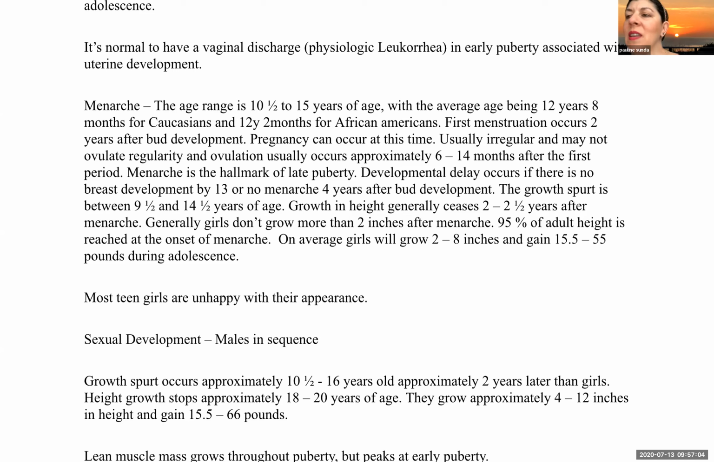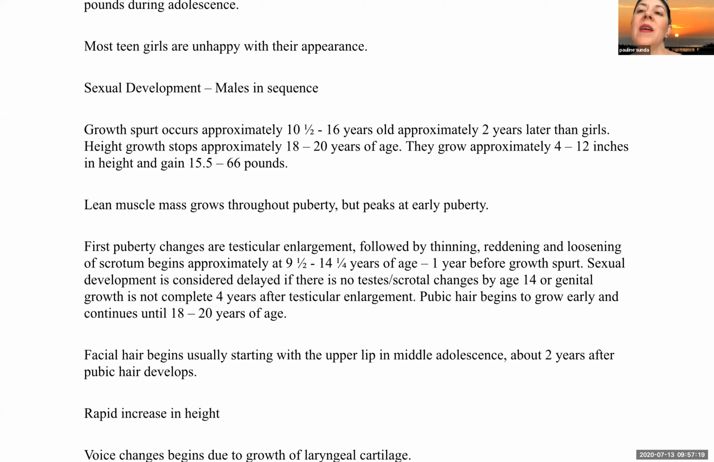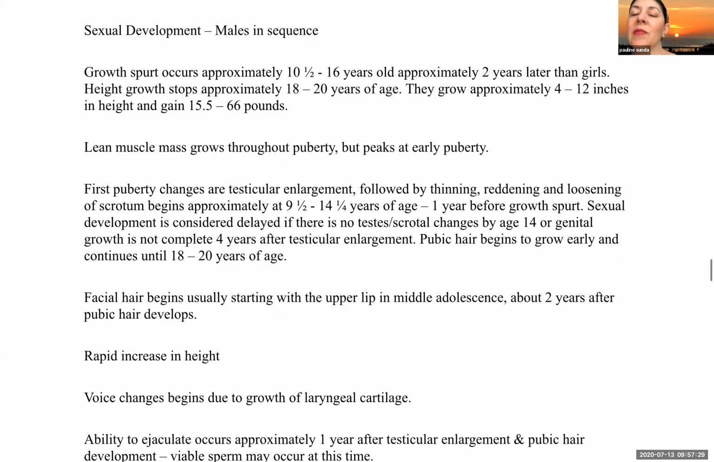About 95% of adult height is reached at the onset of menarche. On average, girls will grow between 2 and 8 inches and gain 15.5 to 55 pounds during adolescence. Sadly, for a variety of reasons, many girls are unhappy with their appearance. Next, we'll talk about the sexual development in males, and we will do so in sequence.